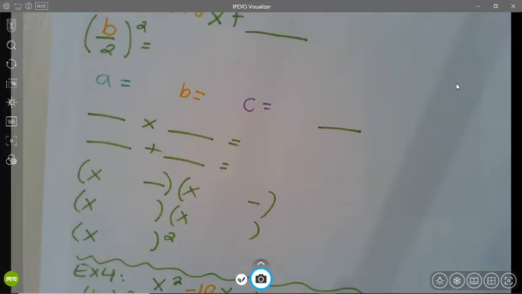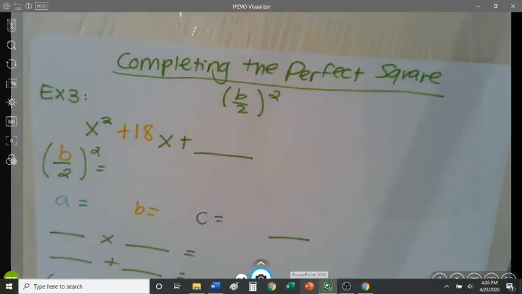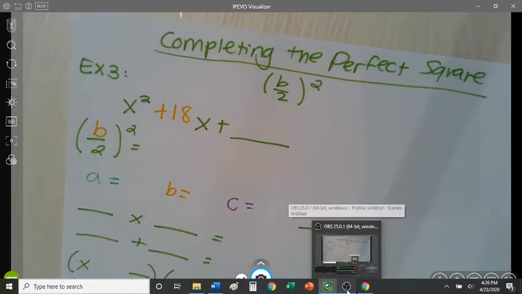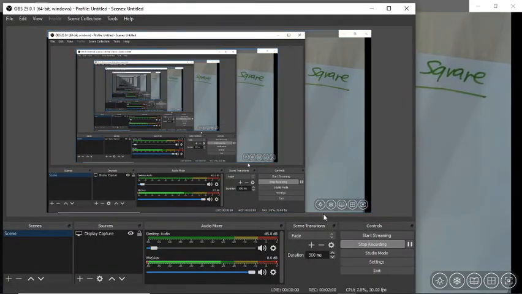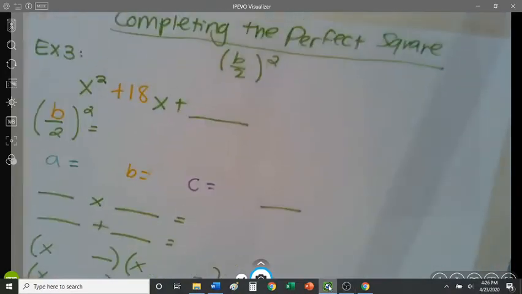So, what I'm going to show you is how you can use the b over 2 squared to end up making your quadratic a perfect square trinomial. I'm going to check one thing real quickly. Okay, we're good, just making sure nothing else messed up. Okay, let's continue on.